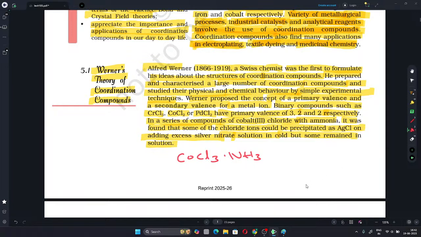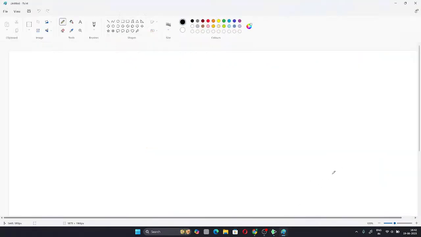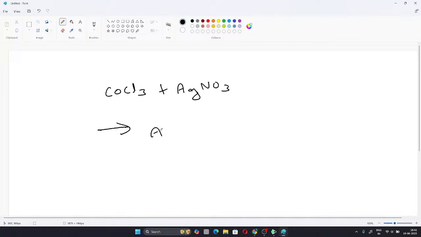They are basically describing a reaction here. The reaction is basically if you take CoCl3 plus AgNO3, there will be a normal displacement reaction where AgCl is precipitated and these both will react.